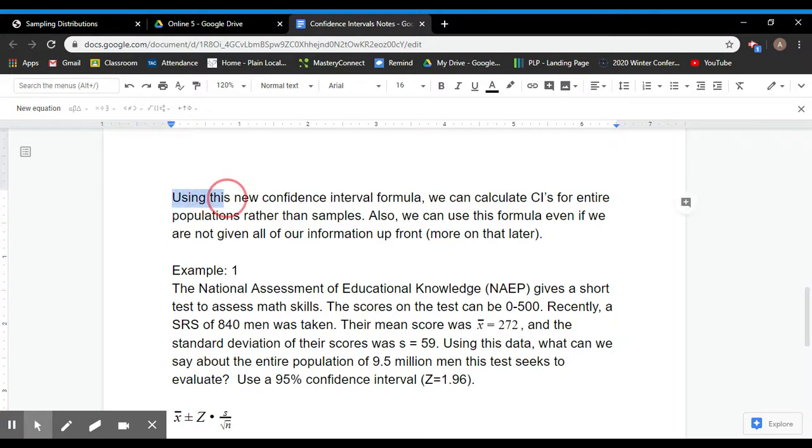So using this new confidence interval formula, we can calculate confidence intervals for an entire population. That's kind of the whole point. Also, we can use this formula even if we're not given all of our information up front. We're not going to do that today. I'm going to ease us into that, but that's why this formula is better than our old one.